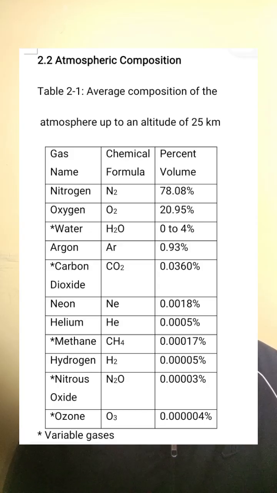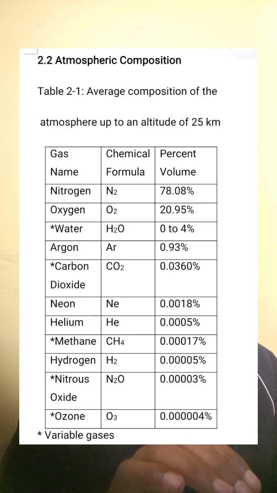Nitrogen, oxygen, water, argon, carbon dioxide, neon, helium, methane, hydrogen, nitrous oxide, ozone. These are the elements of the atmosphere, or that is called the gas name. And here are the chemical formula and percent volume. Look at the table.